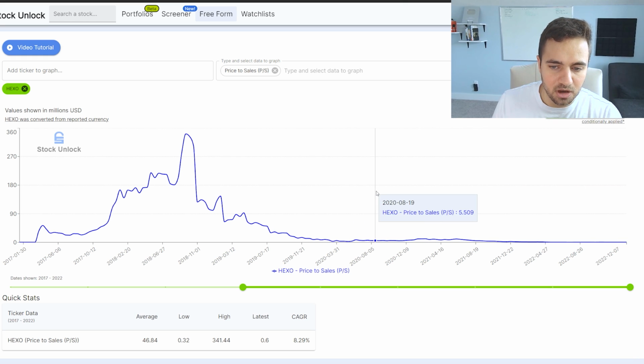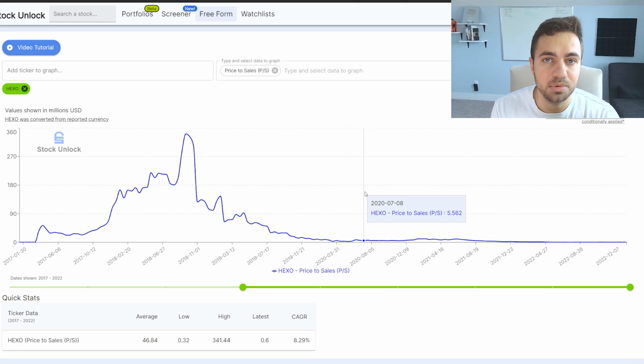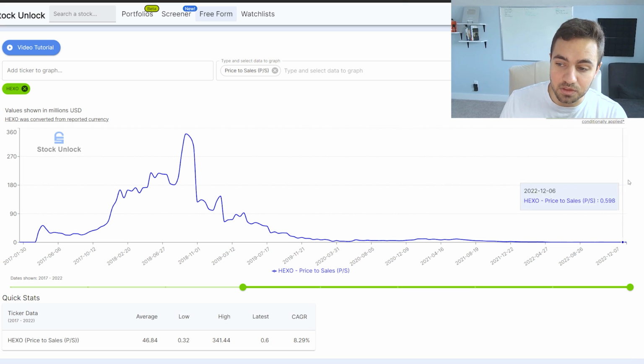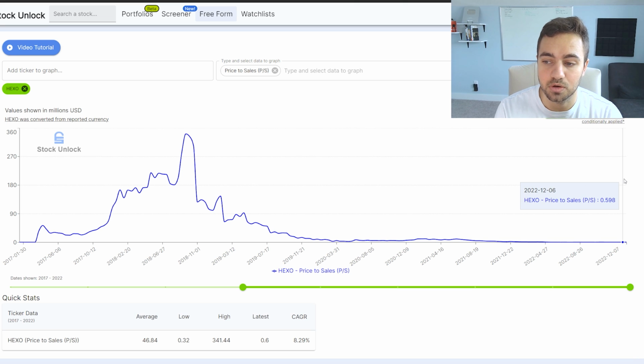So if you were buying the stock back here with a price to sales ratio of 5, even though it's the lowest the stock has ever been, it doesn't mean it's a good buy, in my opinion, because the stock is losing so much freaking money and it's unprofitable and it's going to burn all of your cash. Now the stock is selling for a price to sales ratio of 0.6. Is it a good buy? In my opinion, no. Why? Because it's generating no profits for you as the investor.